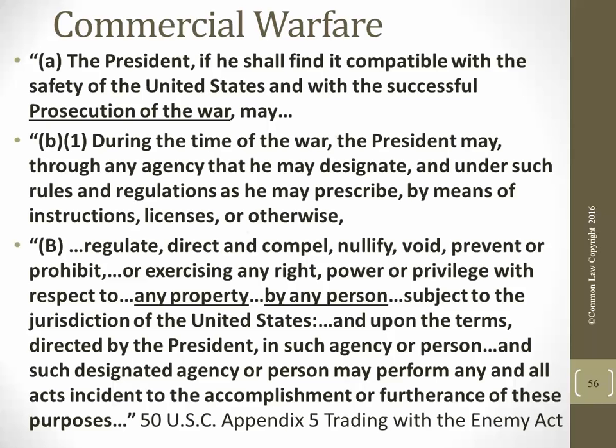During the time of the war, the president may, through any agency that he may designate, and under such rules and regulations that he may prescribe by means of instructions, licenses, or otherwise, regulate, direct, and compel, nullify, void, prevent, or prohibit, or exercise any right or power or privilege with respect to any property by any person subject to the jurisdiction of the United States. Okay, so they can basically steal anything they want.